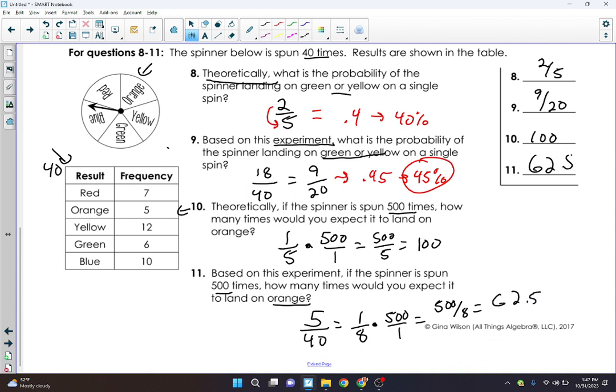So 62.5. In this one, I can compare, are you lucky or unlucky in this case? No, in this case you're unlucky. You were expected to get 100 times. You only got it 62 and a half times. So you're pretty unlucky. You're like short 40-ish. Okay?